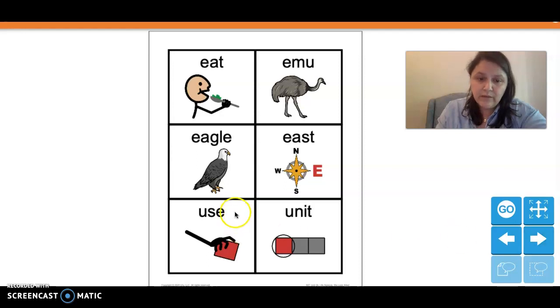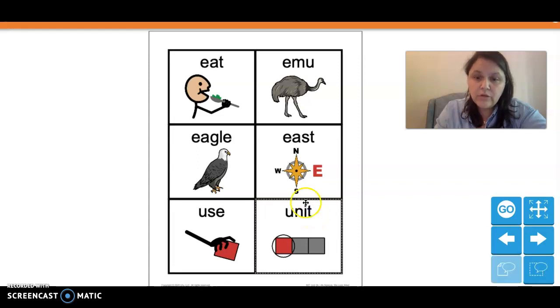All right, so down here we have use. Use. We use a piece of paper to draw on. We use. Next one is unit.